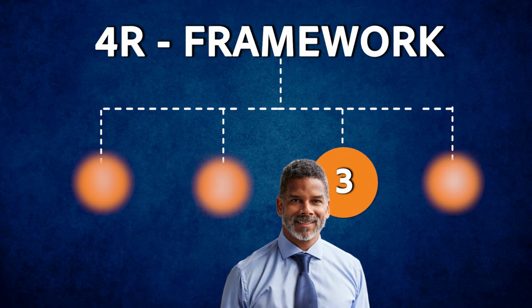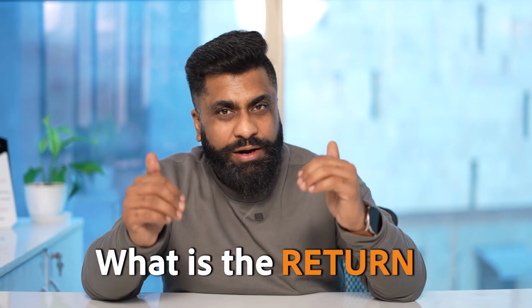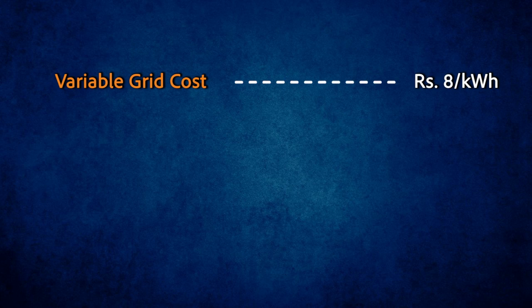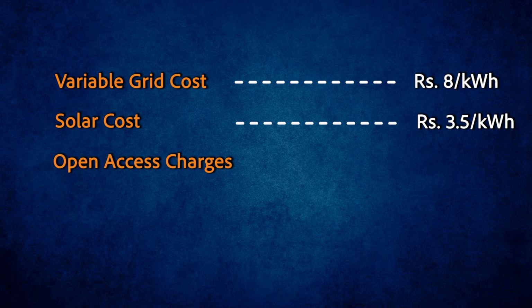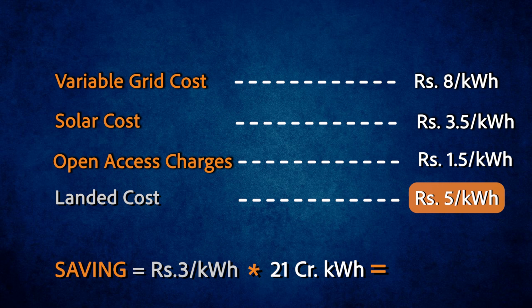Once this is done, the next step, step number 3, is to calculate the returns, which means to procure this 135 megawatt capacity, how much investment needs to be made. After making this investment, how much savings are they getting each year for the next 25 years, and what is the return on their investment. For example, in this case, assume their variable grid cost is 8 rupees, solar cost is somewhere around, let's say, 3.5 rupees, and the open access charges that we found in step 1 is 1.5 rupees. So the landed cost comes to around 5 rupees, which means they're saving 3 rupees per unit, multiplied by 21 crore units, which is giving them 63 crore rupees savings.